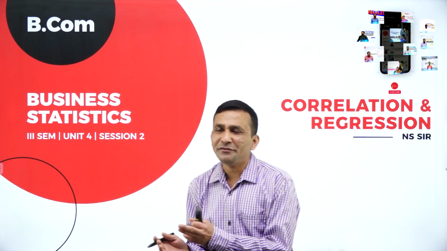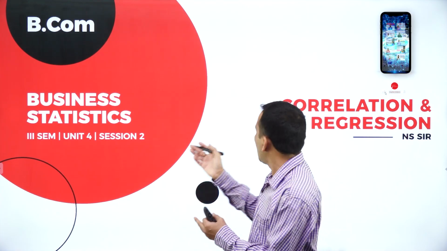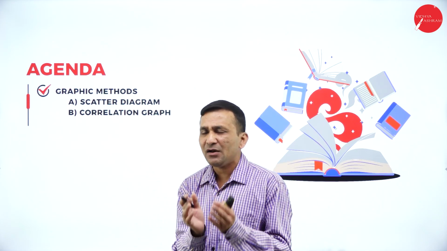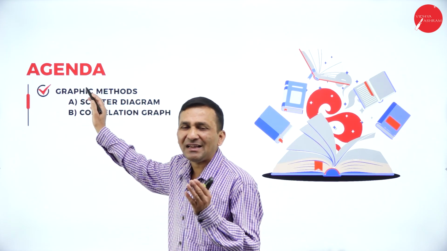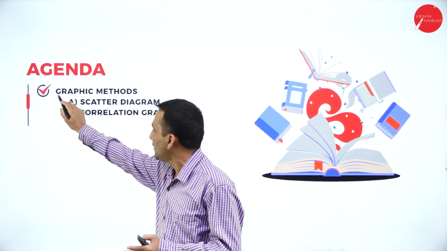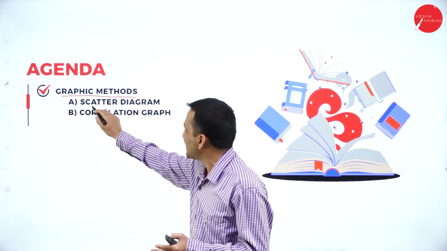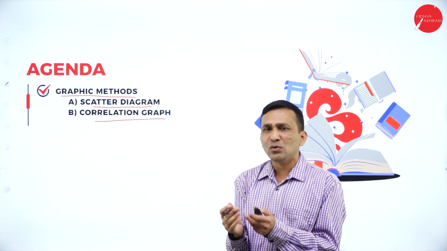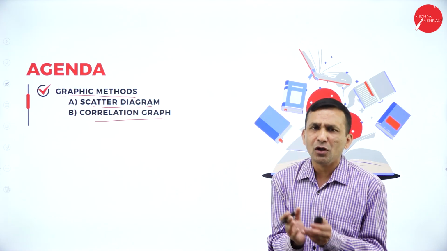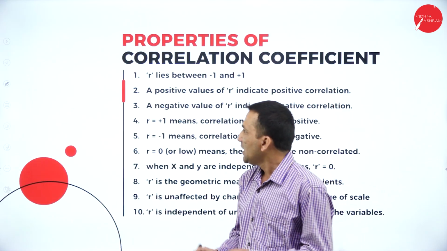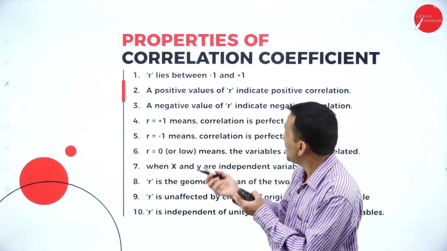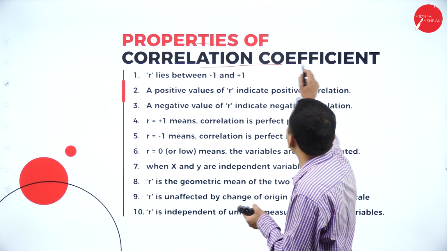In the last session, related to the same concept of correlation, I explained the theory and the graphical method: the scatter diagram and correlation graph. So we are going to identify the properties of correlation. Today my agenda is the scatter diagram and correlation, and the first topic is the properties of the correlation coefficient.